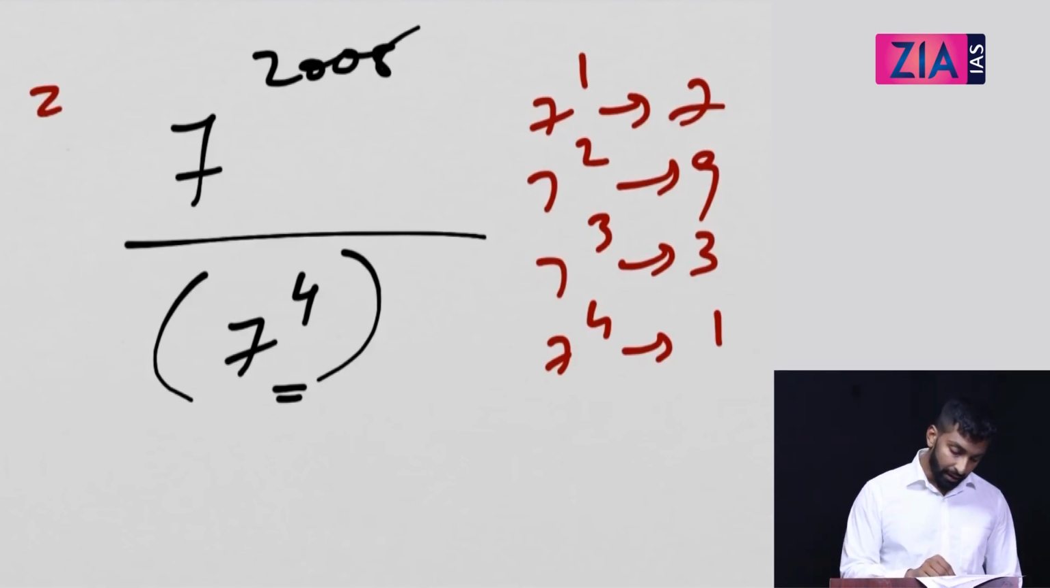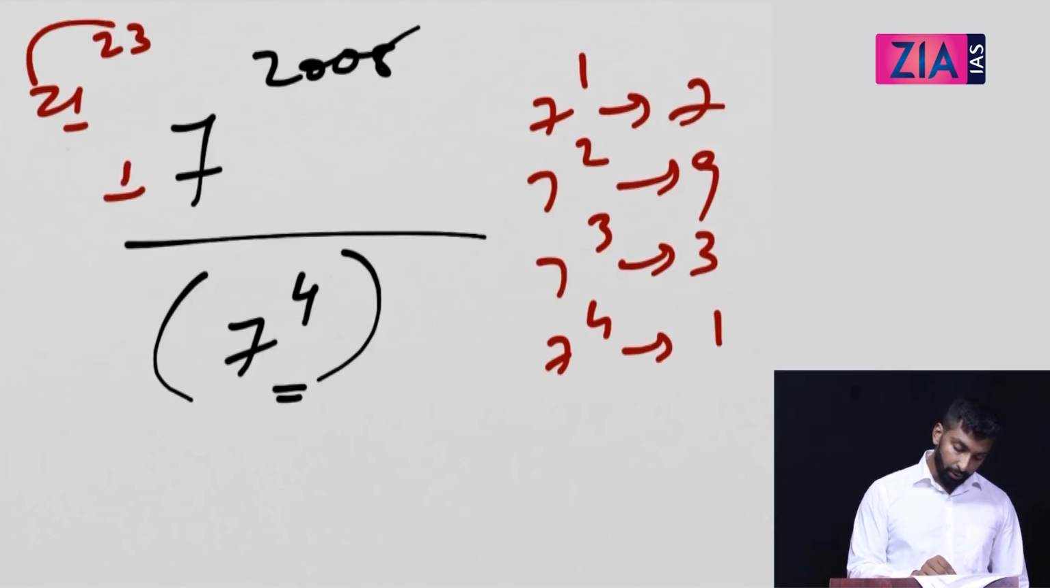What is that? If it is 21 raised to 23, a number ending in 1, right? The last digit will be 1, and the previous digit will be 2 into 3, 6, right?